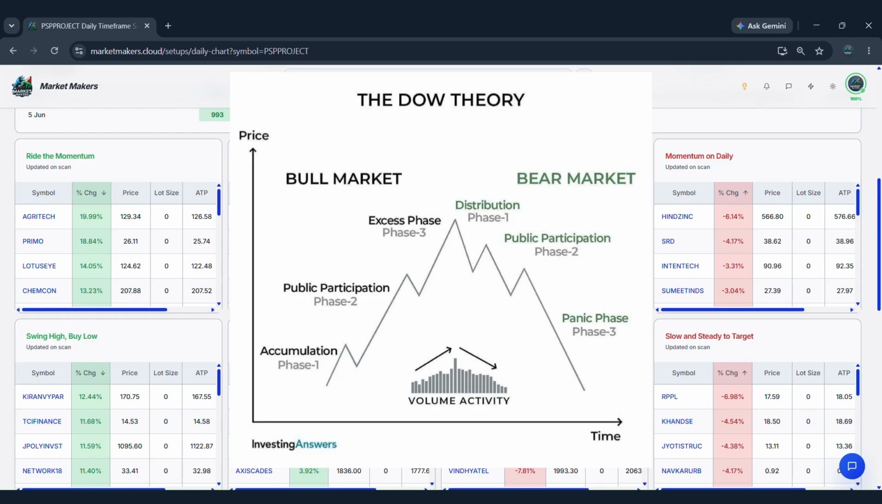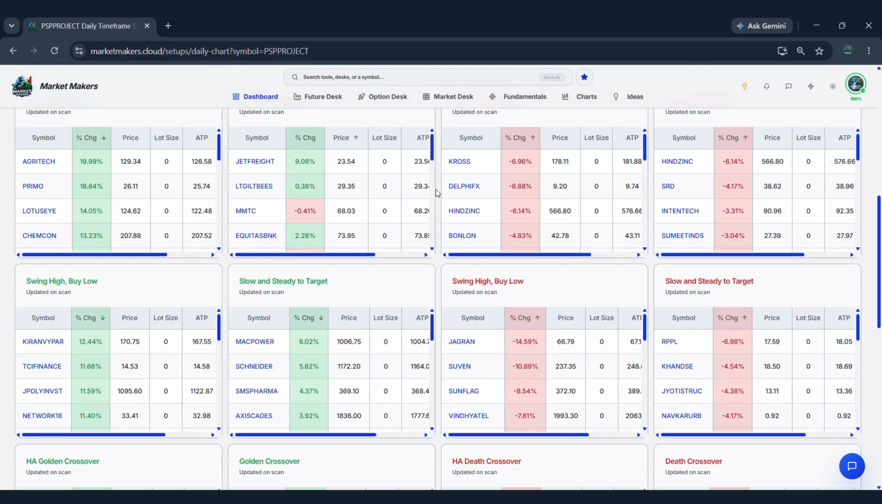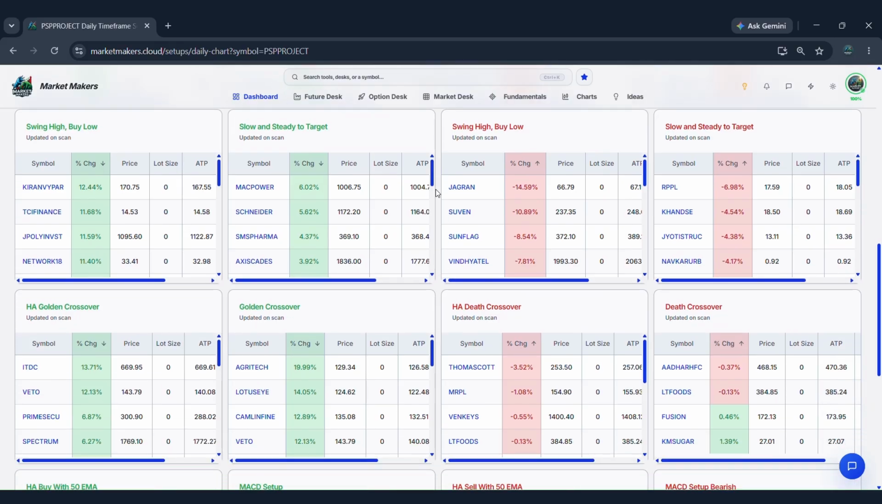And if you want, we can create a completely dedicated video on Dow theory as well, on how professionals and institutions use it. Now coming back, these stocks are selected based on current market structure and momentum conditions, meaning the system is searching for stocks that could continue trend expansion. Now below that, you'll find swing setups.